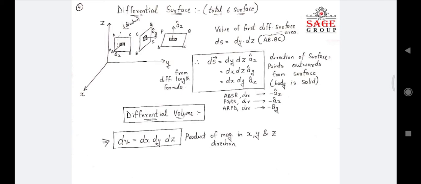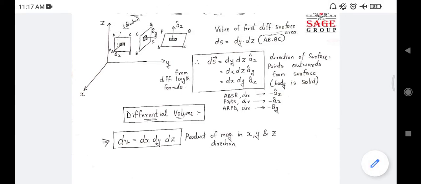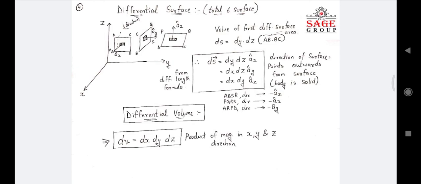So we can easily conclude: what is the differential length for the Cartesian coordinate system? It is simply dx ax + dy ay + dz az. What are dx, dy, dz? These are the measurements on all three axes of that differential object. And what are ax, ay, az? These are the unit vectors.